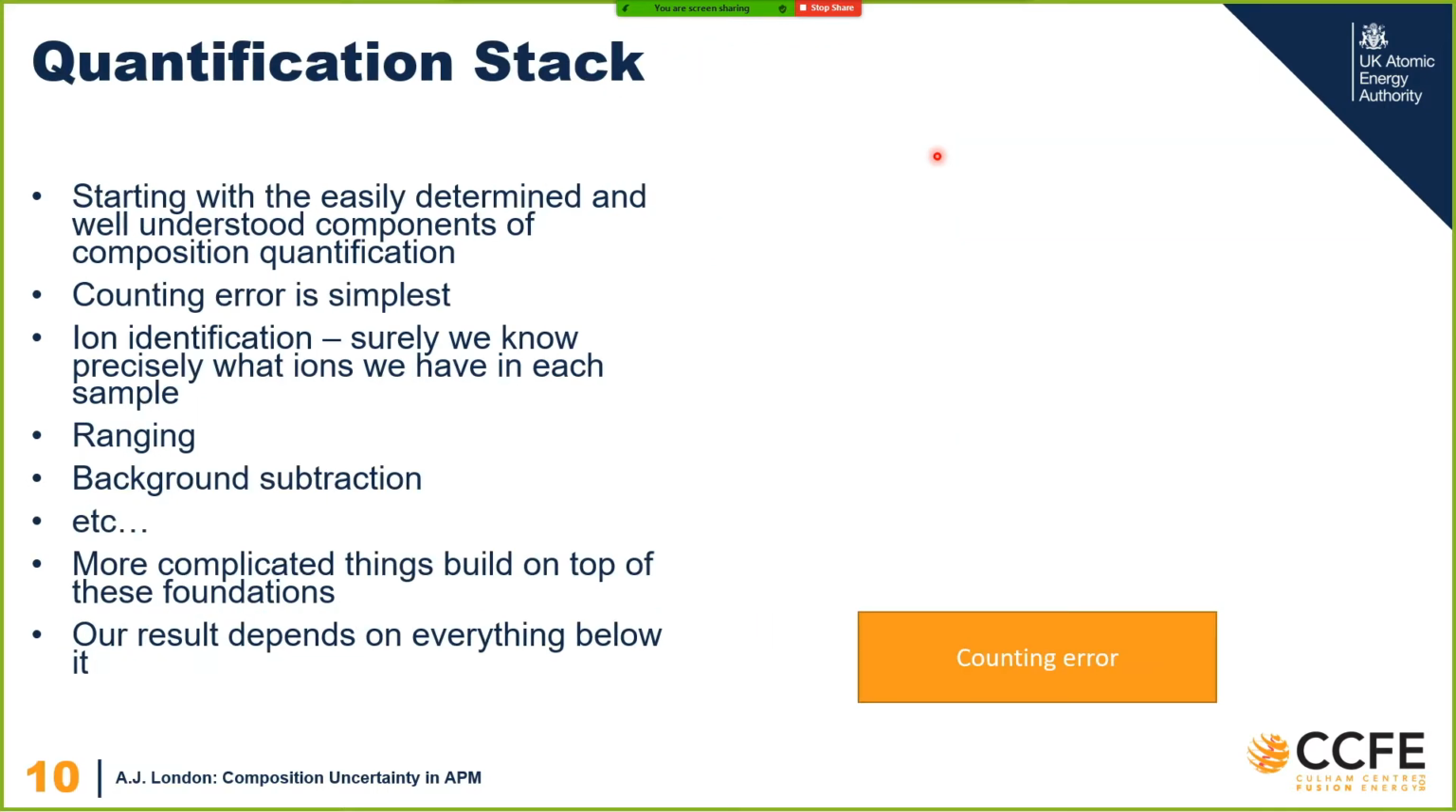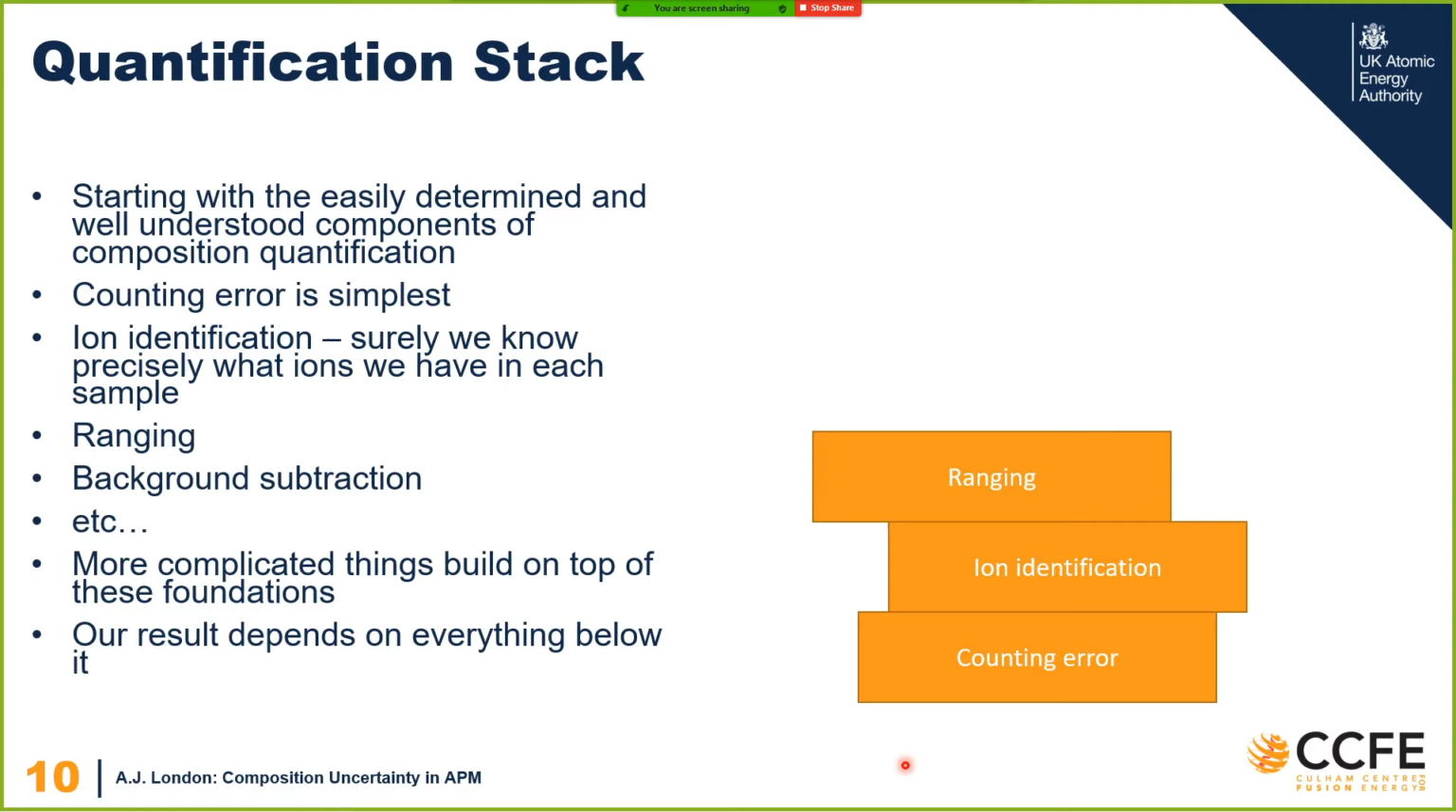So then we start quantifying things, and I think of this as kind of like a stack that we're building up. So we've got the easily and well understood components. You can start with counting error. Then we want to figure out what ions we've got. So you've got ion identification. So we have to make a choice about what ions are present. And if you don't choose an ion, it's not going to show up in your sample. If your sample has got copper in and you don't say it's got copper in, it doesn't have copper in.